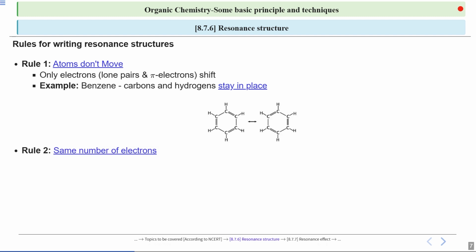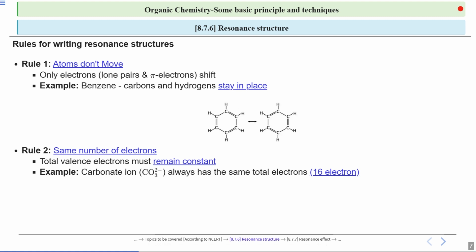Second thing, the number of electrons will not change if you are considering two different resonating structures. That means you are considering the valence electrons. Of course, the inner core electrons are impossible to change, I would say, but the valence electrons will also be constant. Their count will also be constant for two different resonating structures of the same molecule.